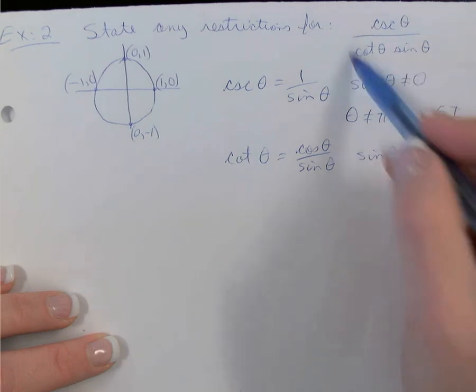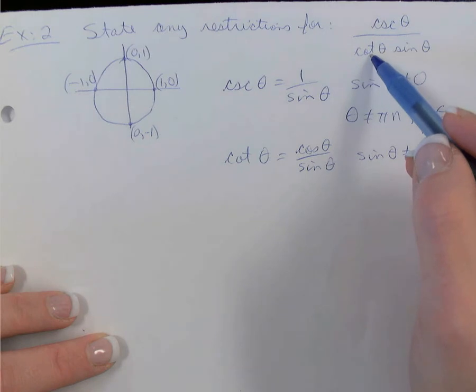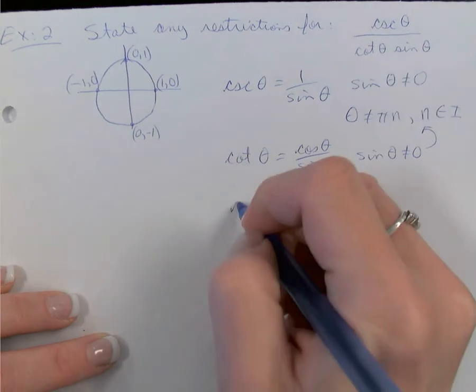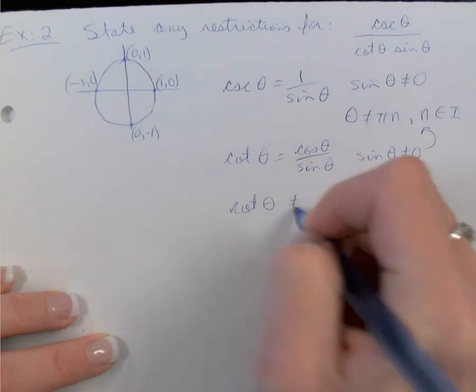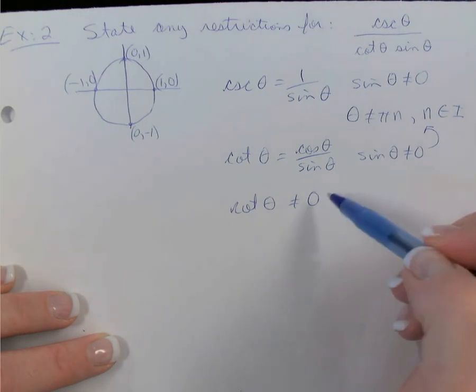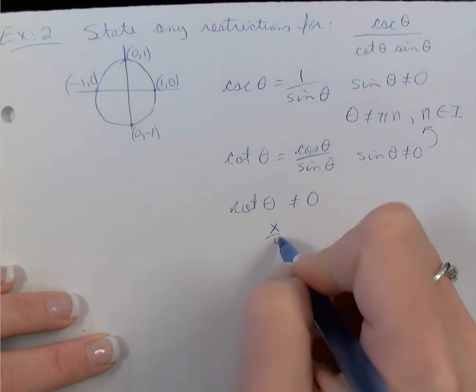Now let's look at the entire fraction. When we look at the entire fraction, we have to consider where cotan theta cannot equal 0, and sine theta cannot equal 0. Let's start with cotan. Cotan theta cannot equal 0. Okay, that means we need to look at the values where cotan is equal to 0. Keeping in mind, we're used to sine being y over x. This is going to be x over y.